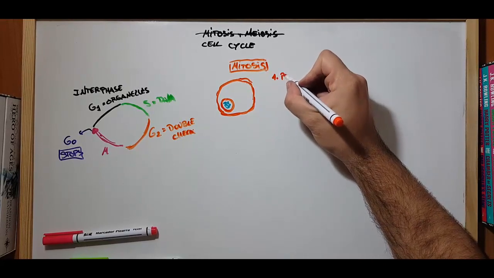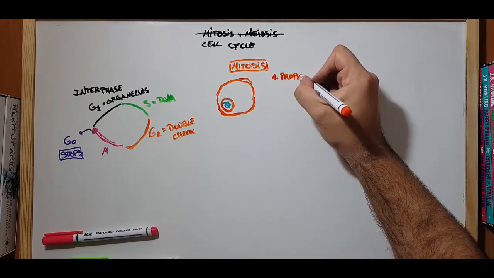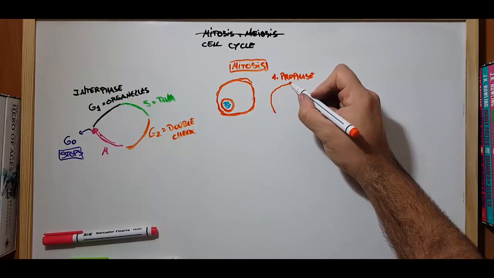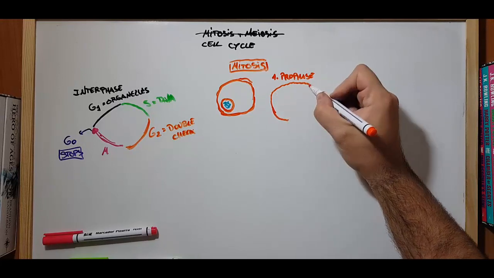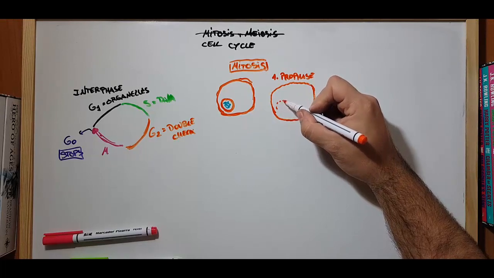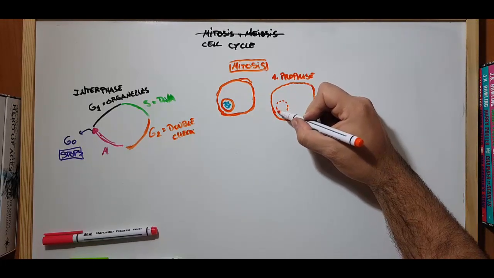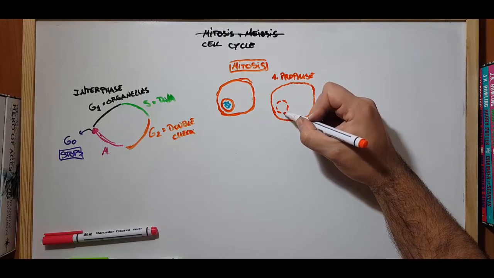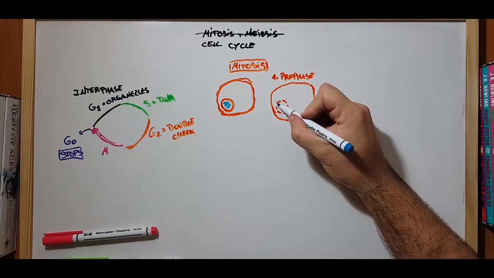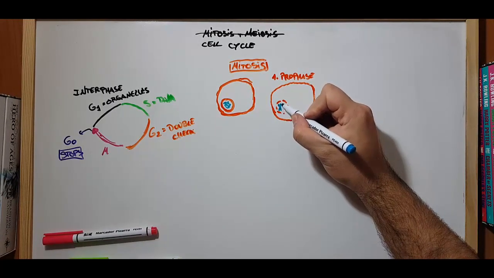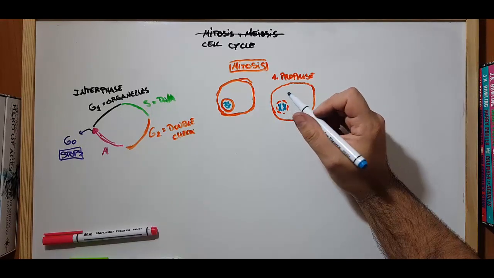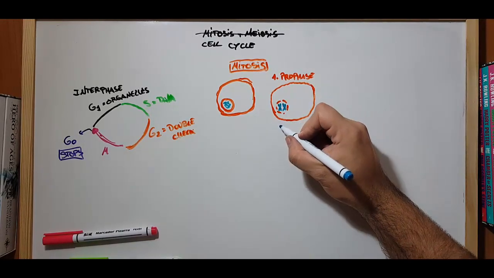we have the prophase. In the prophase, our very big cell is going to do several things. The first one is that the nucleus is going to disappear. And the second one is that we're going to start forming chromosomes. Okay?